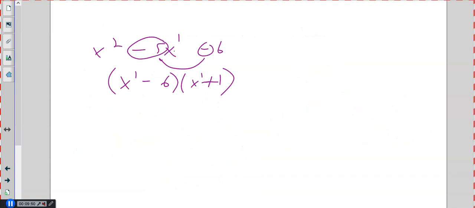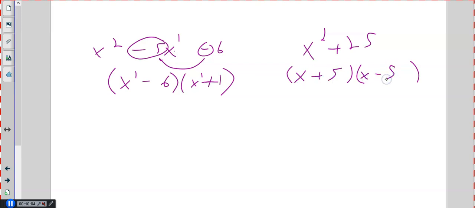So I want to do one more of those real quickly. Let's take x squared plus 25. We know if it was minus 25, it would just be x plus 5, x minus 5. And guess what? It's going to be the same thing. x plus 5, x minus 5. You just have to remember, when it's a plus, to tack on an i, and you're done. It's difference of squares with one extra step. That's all it is. No big deal.